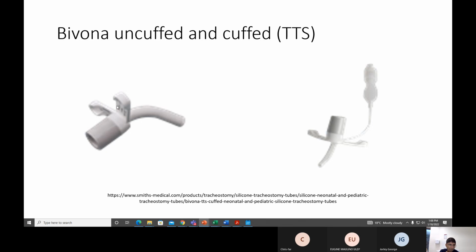compared to this one. If you have a patient with an infection, a lower respiratory tract infection, and so on, and the lung compliance is low, then you may need to replace the tracheostomy with a cuffed one. So if you have this one in, you can leave the cuff deflated, and if the patient needs ventilation, you can inflate it.